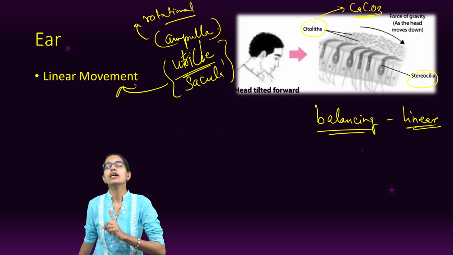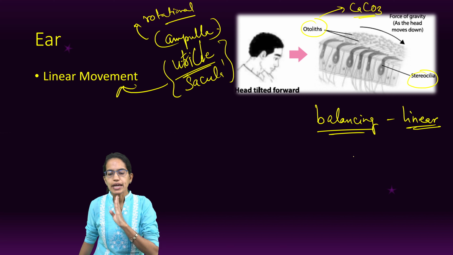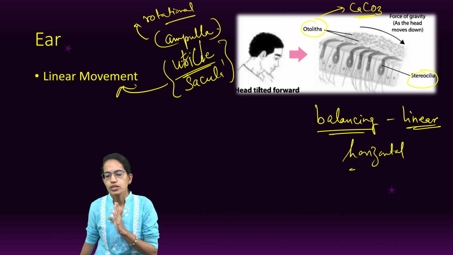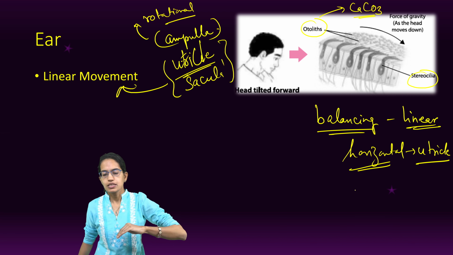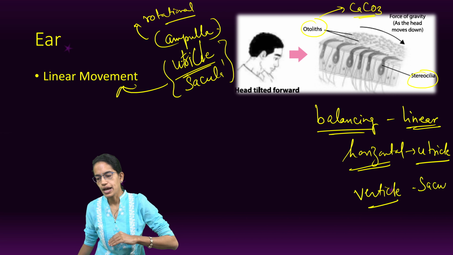For example, I am sitting in a moving car, so my head moves in the car. Now when my head moves in the car, this is a horizontal movement, and this horizontal movement is governed by utricle. The next is when I am moving up and down in an elevator. This is a vertical movement, and this vertical movement is governed by saccule.